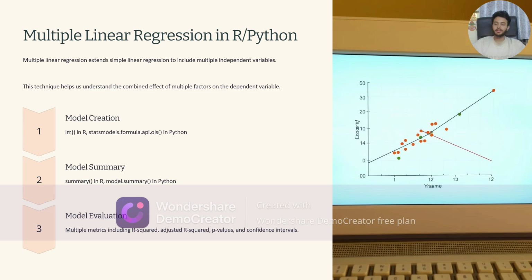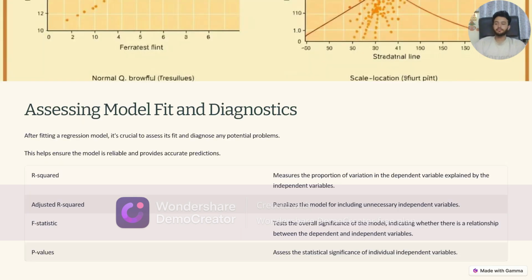First is model creation: lm in R and statsmodels.formula.api.ols in Python. Model summary: summary in R and model.summary in Python. Model evaluation: multiple metrics include R squared, adjusted R squared, p-values, and confidence intervals.